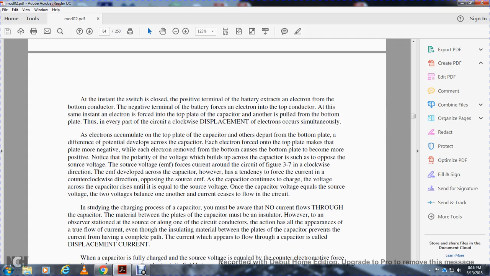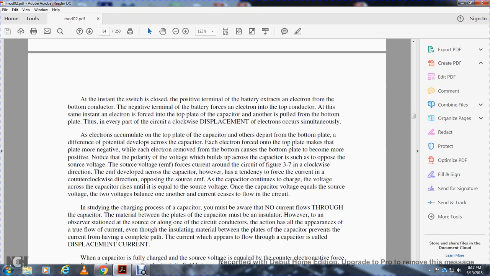Electrons accumulate on the top plate of the capacitor while others depart from the bottom plate, and a difference of potential develops across the capacitor. The top plate becomes more negative, while the bottom plate, having lost electrons, becomes more positive. Note that the polarity of the voltage which builds up across the capacitor opposes the source voltage. The source EMF drives current clockwise around the circuit of Figure 3-7, while the EMF developed across the capacitor drives current counterclockwise, opposing the source. The voltage across the capacitor rises until it equals the source voltage.